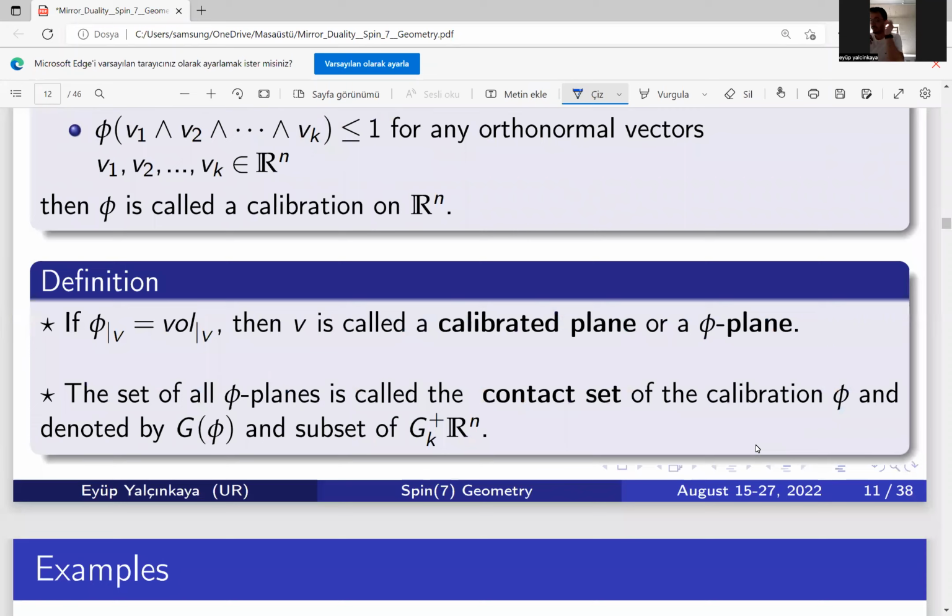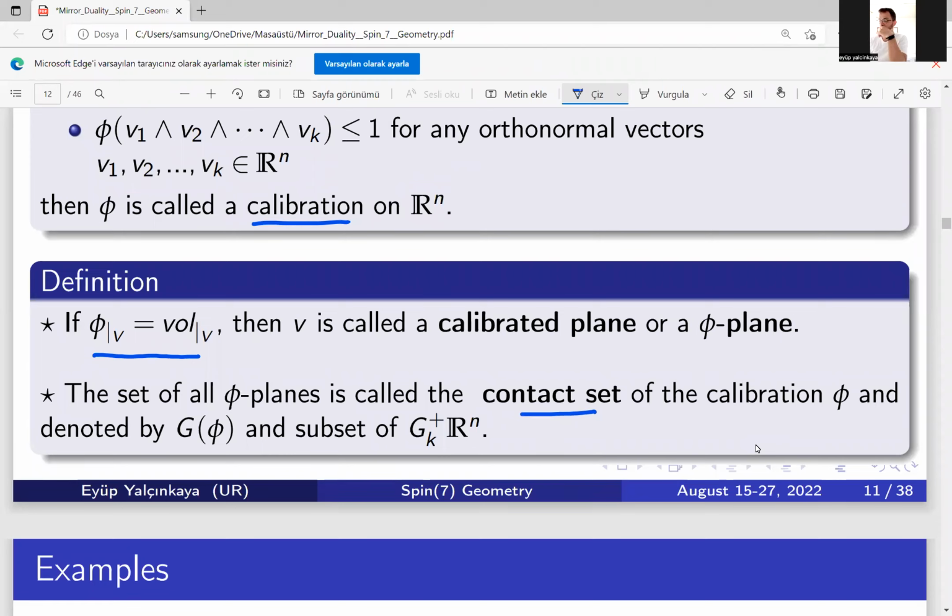So now we pass to the calibrated plane, or the minimal submanifold. If you have the larger manifold, and phi is a calibration, okay, satisfying equal to 1 and smaller than 1. If phi restricted to V is equal to the volume of V, okay, then V is called a calibrated plane or a phi-plane. And the set of all phi-planes is the contact set.